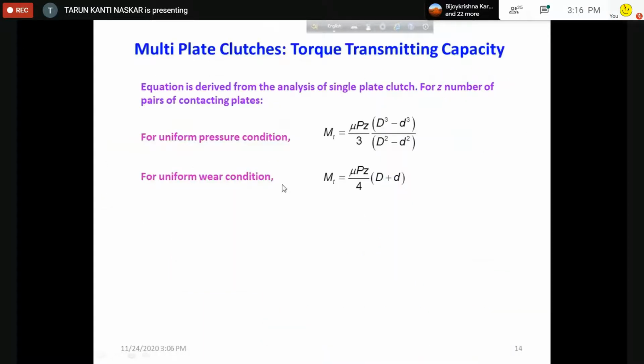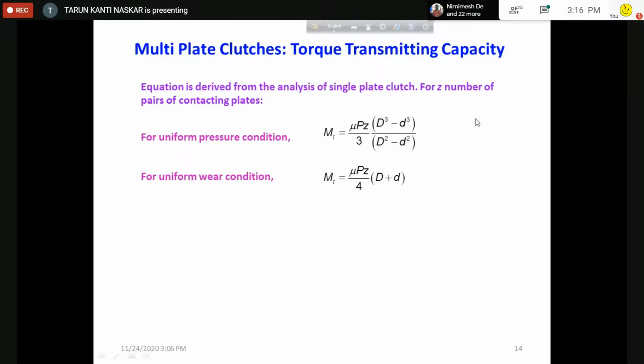Now these equations we have already derived. This is for uniform pressure condition MT, and this is for uniform wear condition. Now for single plate, so for Z number of pairs of contacting plates, you multiply by Z. Okay, Z number of pairs of contacting plates.